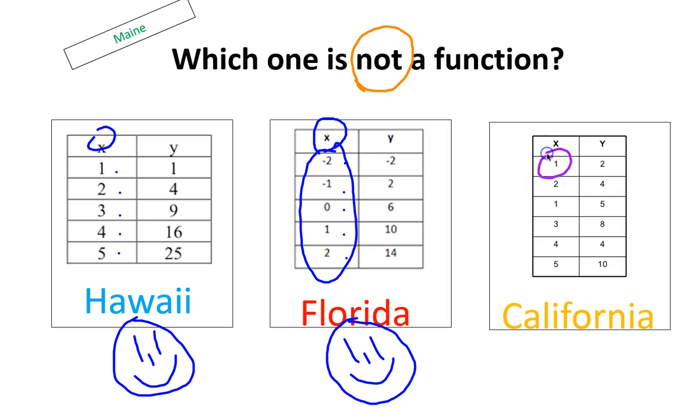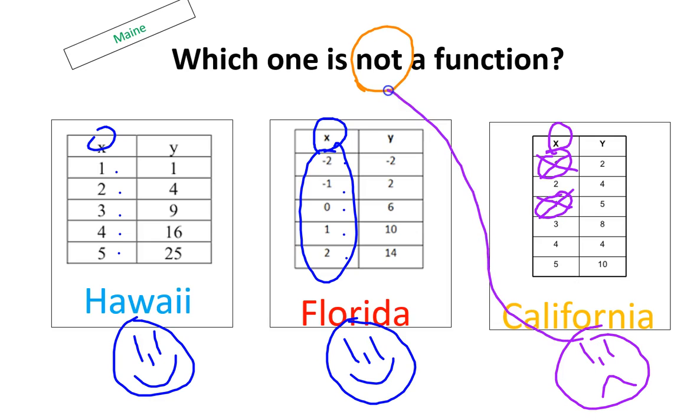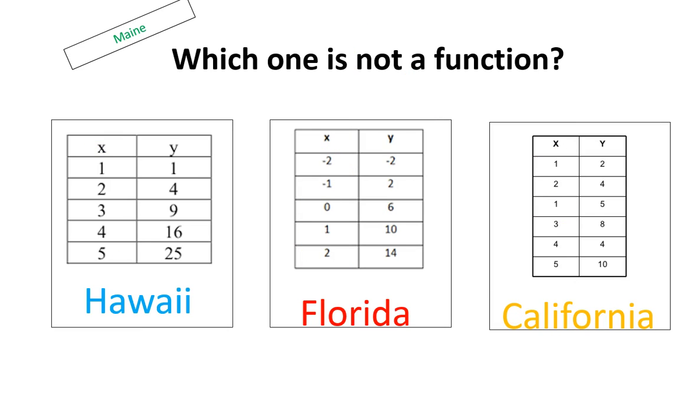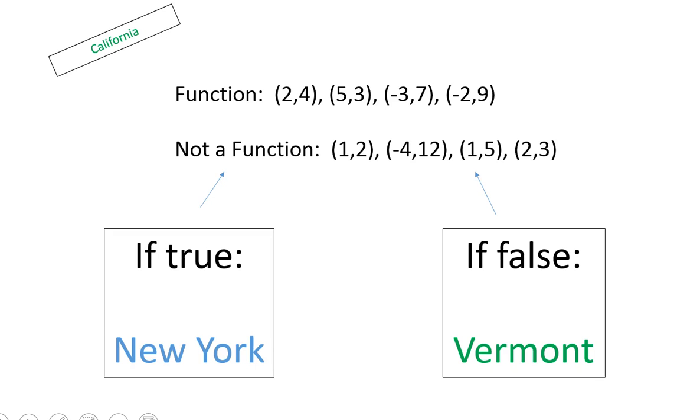Cali. We look and, oh my gosh, the ones that are x's repeat. And I like to put an x anytime they repeat and say, womp womp, that's bad news. Therefore, California is not a function. Therefore, that's where we're heading next, to Cali. We're going back to Cali, and now that we're here, we have a function and not a function. And if both statements are true, we go to New York. If they're false, we go to Vermont.